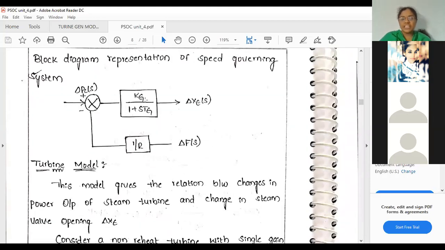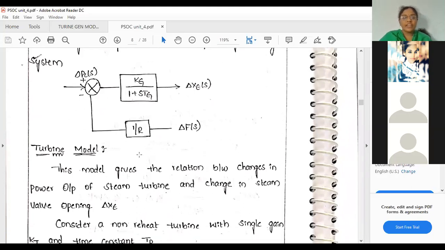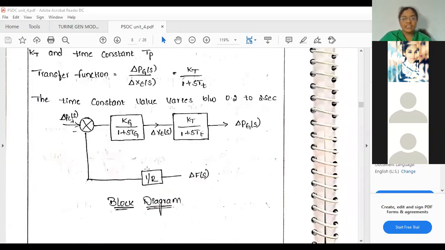G represents the speed governor, 1 by R is the regulation. Here we are considering the two, because the frequency is controlled. So here we take frequency, which is given to the input. So here we are governing, and after that we have the turbine.